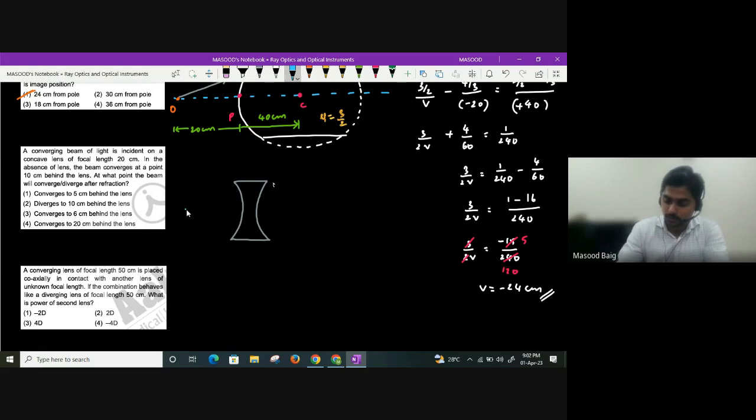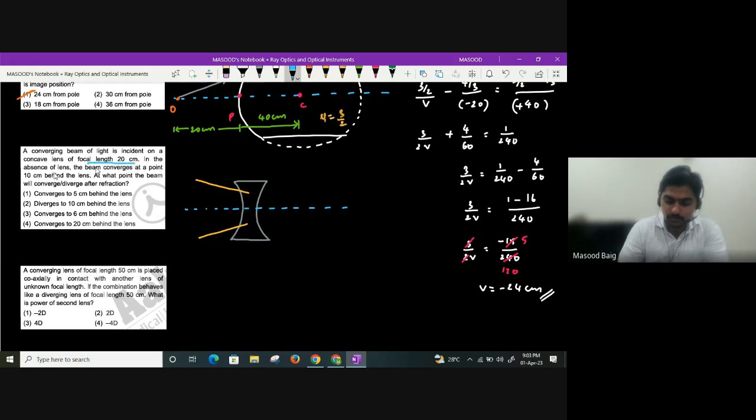Right, so you can consider this to be our principal axis. Some converging beam is incident like this. So what will the concave lens do? Obviously it is going to diverge, yes or no? But what I feel is wrong in this question is, focal length is given as how much?